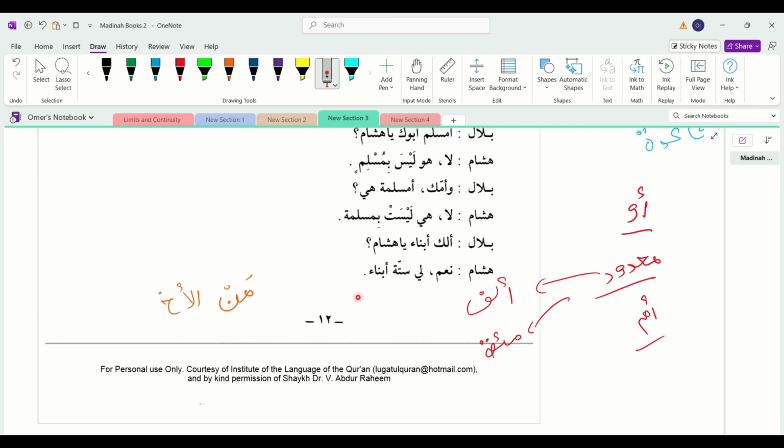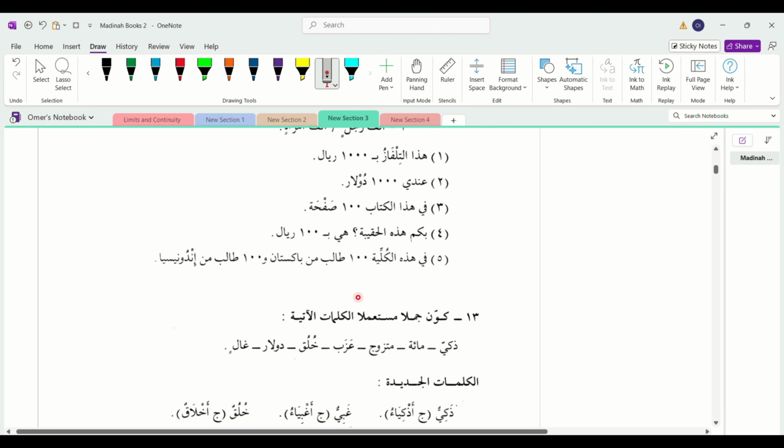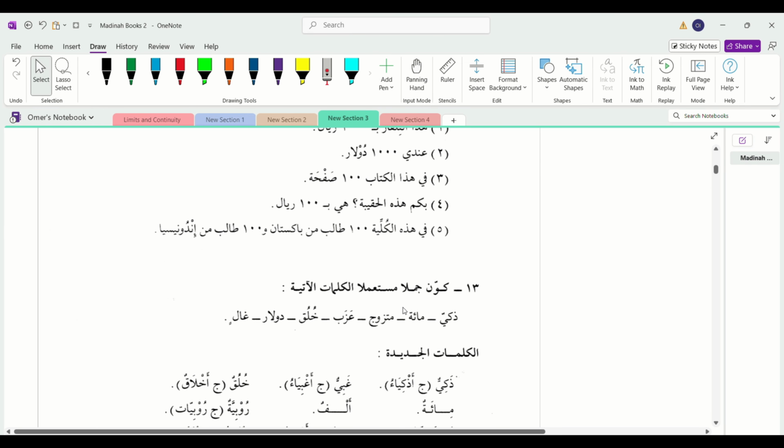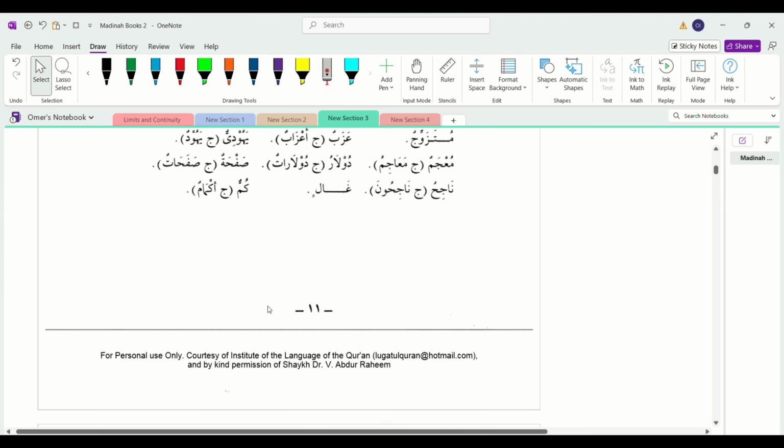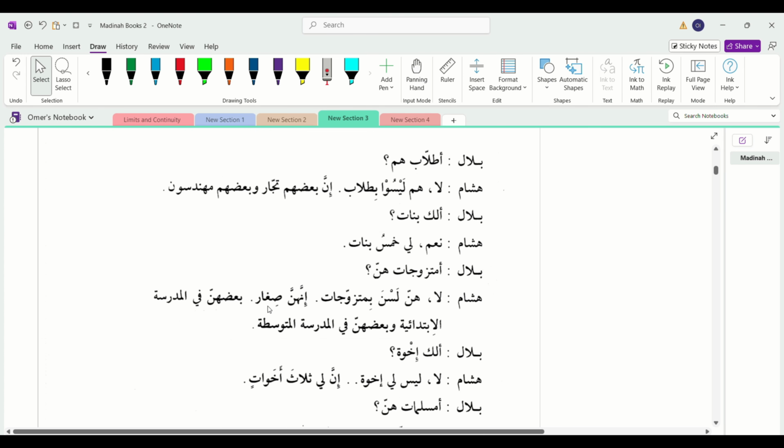بلال ألك أبناء يا هشام. Do you have sons, O هشام? هشام نعم لي 6 أبناء. Yes, I have 6 sons. By the way, this is a misprint in the book. This exercise was from the previous lesson. بلال الطلاب هم are the students? هشام لا هو ليسوا بطلاب.